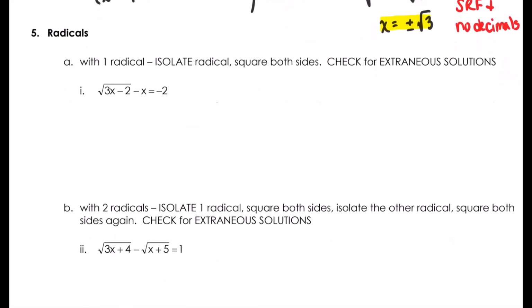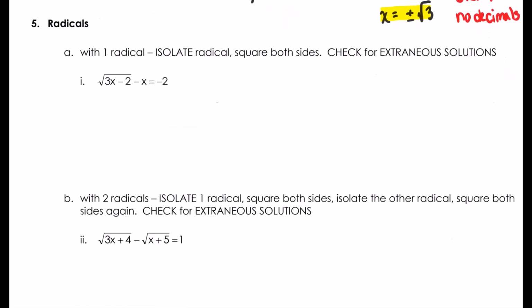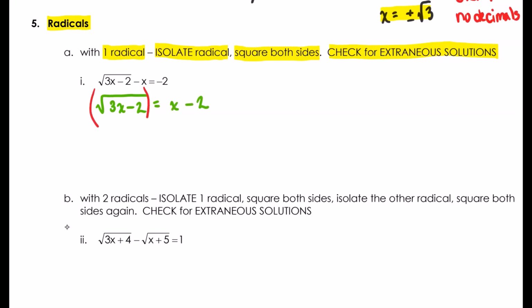Looking at example 5, working with radicals. All right, there's two situations that you're going to encounter with the radicals. If you have an equation with exactly one radical, then what you do is you isolate the radical, square both sides, and then these require that you check. So notice that to isolate the radical here on this first example, I have root 3x minus 2 is equal to x minus 2. And then I'm going to square both sides.